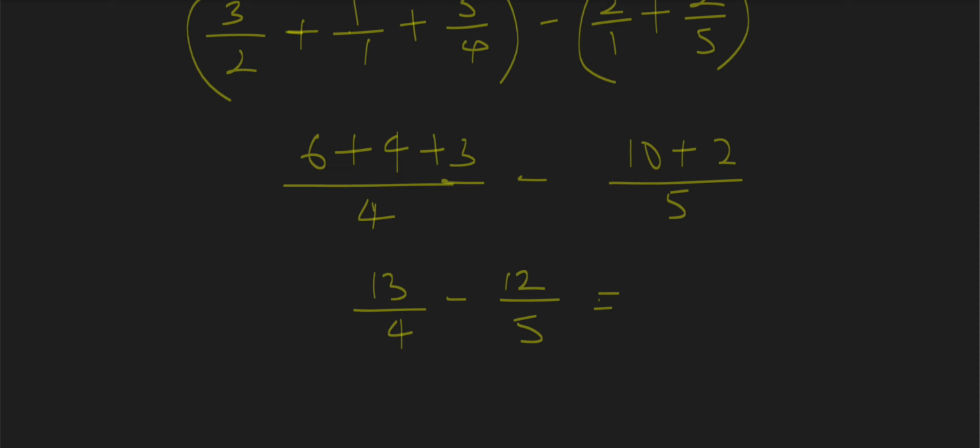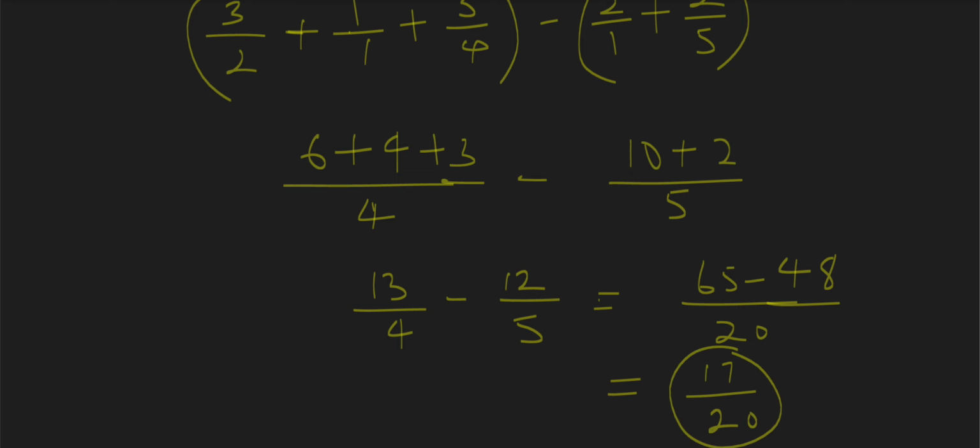So this is equal to, what's the LCM of 4 and 5? The LCM of 4 and 5 is 20. So since our LCM is 20, 4 goes into 20 five times. 5 times 13, that's 65. Minus 5 goes into 20 four times. 4 times 12 will give us 48. This equals 65 minus 48, that's 17 over 20. This is our solution. All right, so this is our solution.